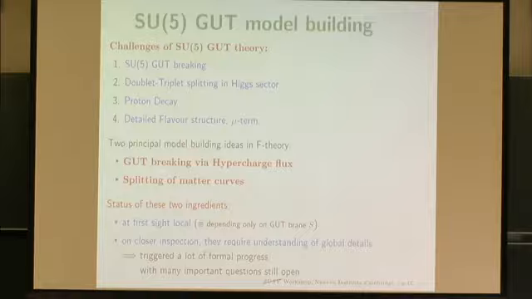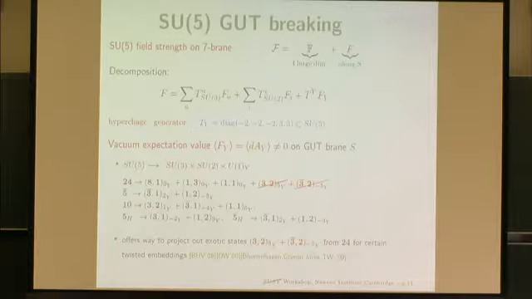So in both cases, interesting mathematics was required to understand this better, and in both cases there are open questions, which I would be very happy to discuss more in the discussion session. So the status of these two ingredients: at first sight, both of these seem local. This is why they could be proposed already 5 years ago in these local approaches. However, on closer inspection, they do require understanding of the global details, which triggered a lot of formal progress, but which is still not 100% understood.